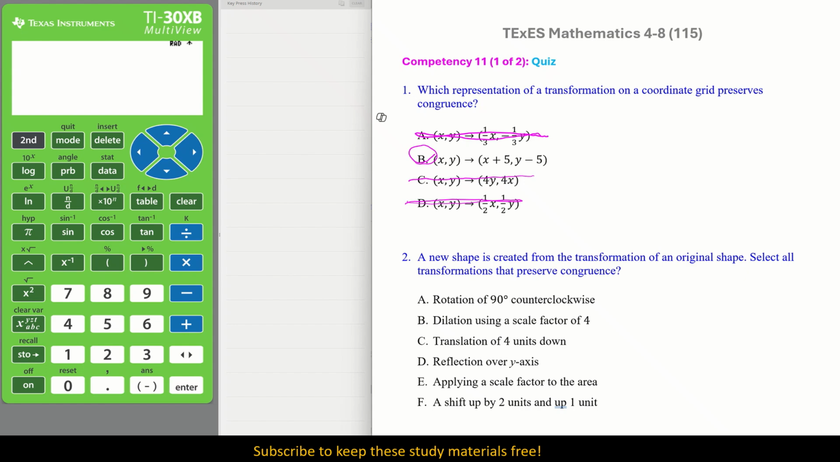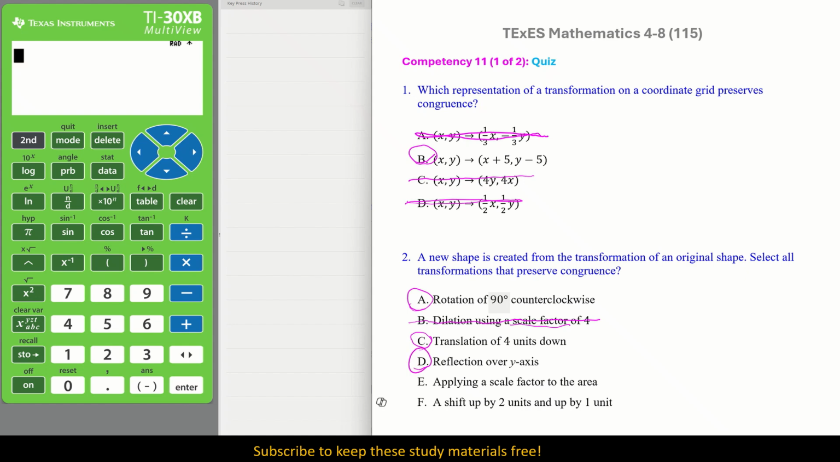So what do we need to look at? A says rotation. Yes, that preserves. B, dilation. It's talking about dilation and we have the words scale factor. No, that would be multiplying or dividing. So, no. Translation, yes. And it says units down. That's exactly what we want to see. We're just moving the shape around. Reflecting, that's just flipping, literally flipping the shape over. We're not changing the shape, so we want that.